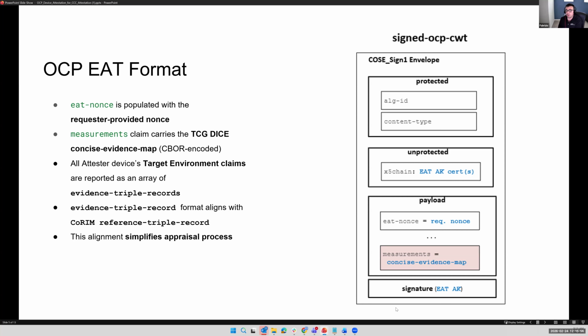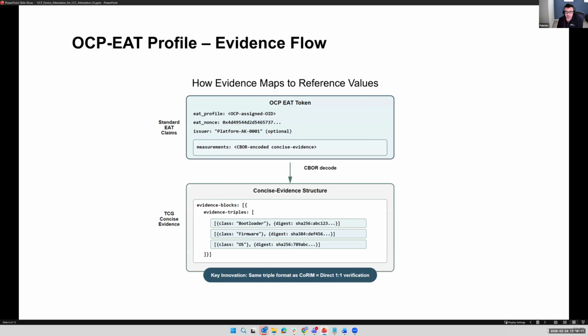And the goal is for the verifier to get this piece and be able to do pretty much everything by itself, assuming it has a certificate chain, a trust anchor, to authenticate this COSE-signed data structure. Just to double-click here, we assigned an EAT profile OID from OCP, and the claim that we have is this measurement claim, which expands with this evidence block.